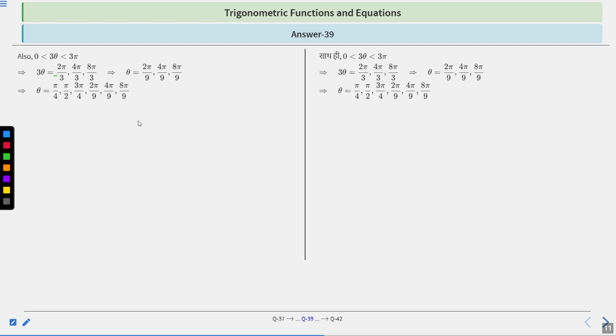Therefore, all the values of theta will be theta equal to pi by 4, pi by 2, 3 pi by 4, 2 pi by 9, 4 pi by 9, and 8 pi by 9, right? So these are the values of theta. That will be the solution of the given equation, okay?